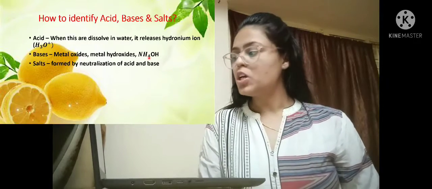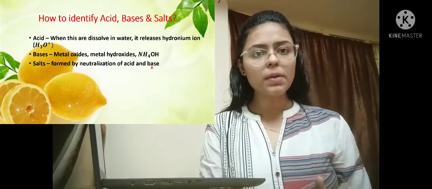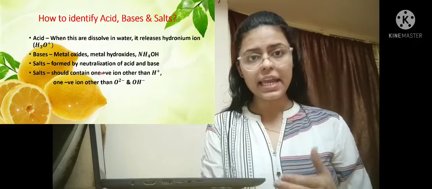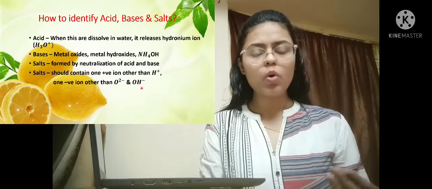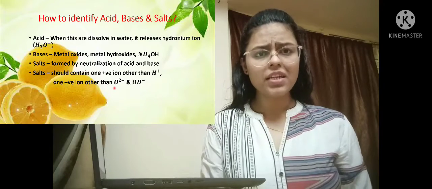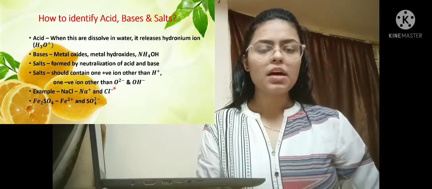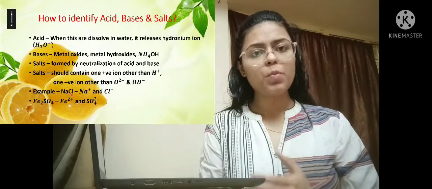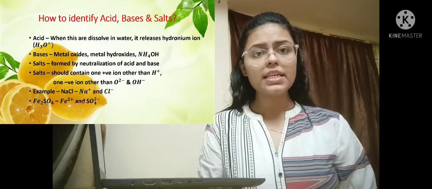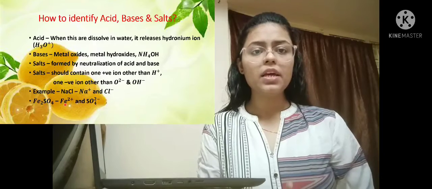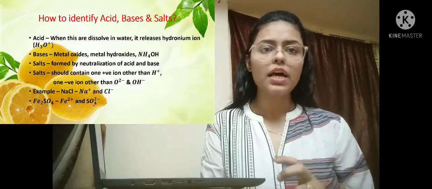So what is salt? Salt is the one which is formed by the neutralization of acid and bases. Salt must contain one positive ion other than H plus and one negative ion other than OH minus or O2 minus. If you don't understand it, don't worry. I'll give you some examples of salt. A very common example is sodium chloride. It contains a positive ion Na plus and a negative ion Cl minus. Another example is ferrous sulfate. It contains Fe2 plus as positive ion and SO4 minus as negative ion. So both are salty in nature.